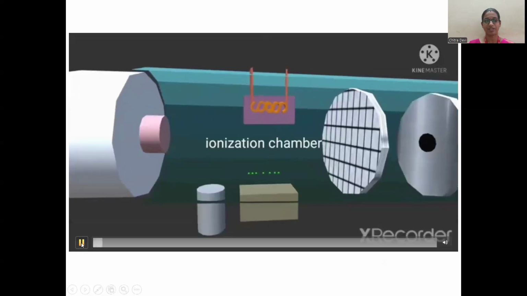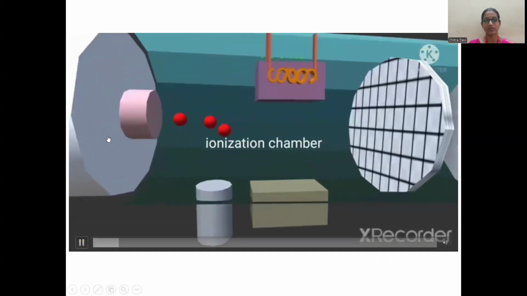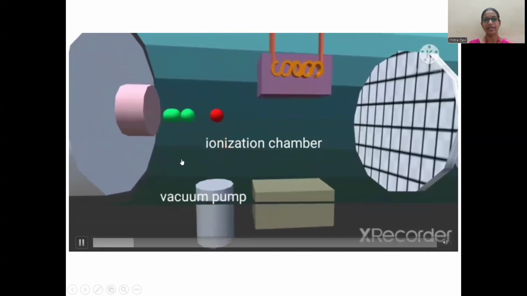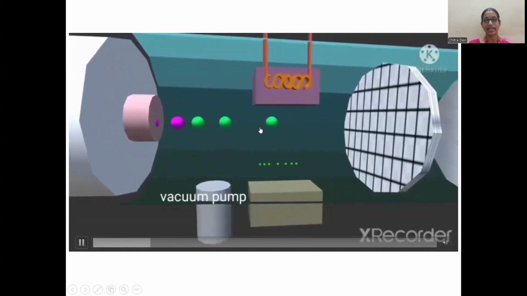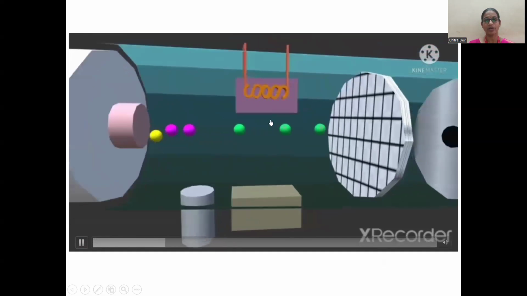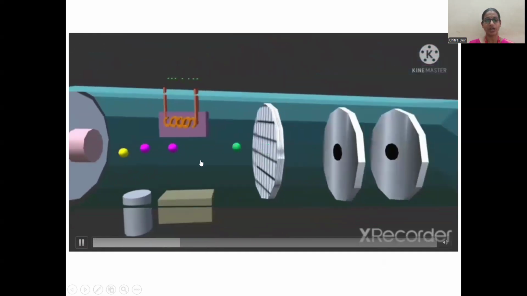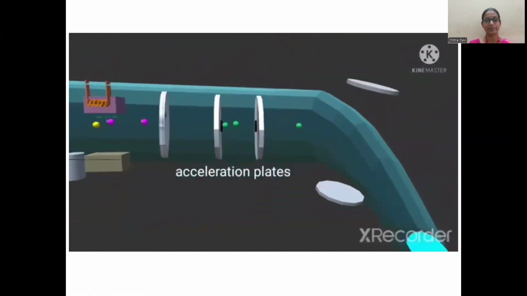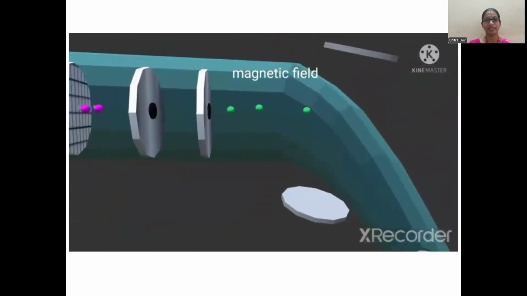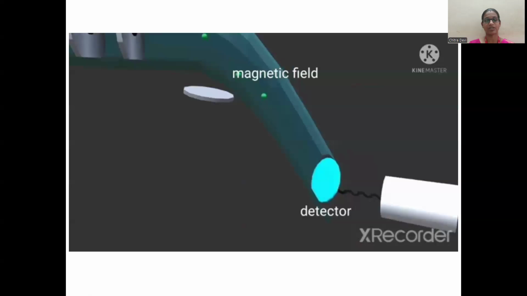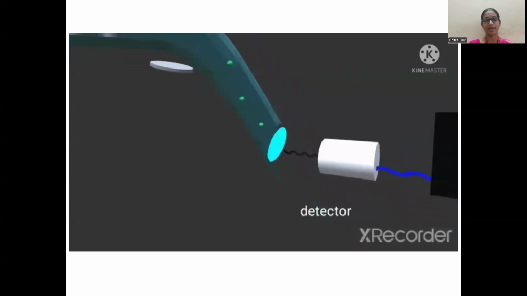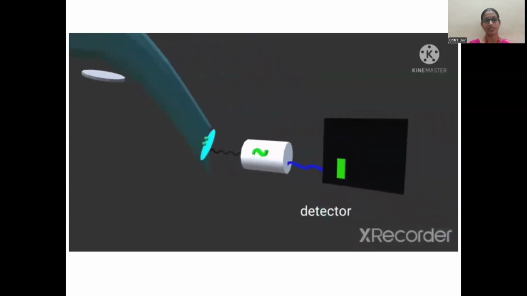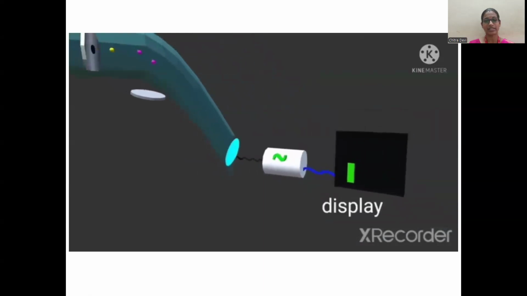You can go through this video; you can understand it clearly. Here you can see the vapors going into the ionization chamber, where ions get produced. All the ions go to the acceleration plates, then reach the third part, the deflection chamber, where a magnetic field is applied and ions are separated by mass to charge ratio on the way to the detector.